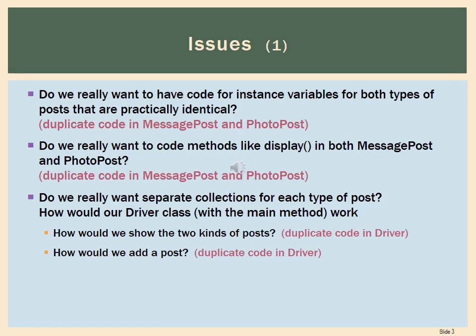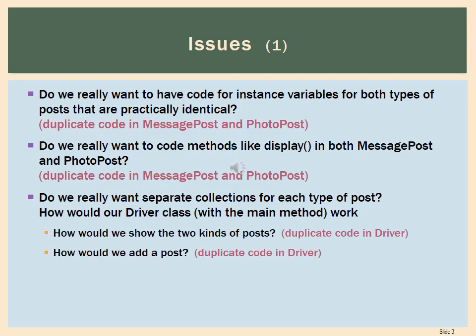And the problem is, if we have a bug or a problem in the code, now the code's in two different places. This is terrible design. The other issue that comes up is, do we really want to have separate collections for each kind of post? Every time I loop through a collection, I'm going to have a collection of message posts and another collection of photo posts? That seems excessive. I mean, after all, they're both different kinds of posts. Why can't we just have one collection rather than trying to do everything twice in two separate collections?